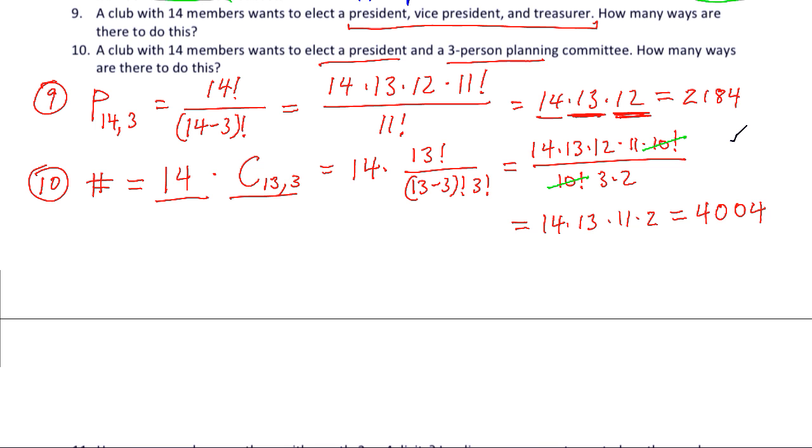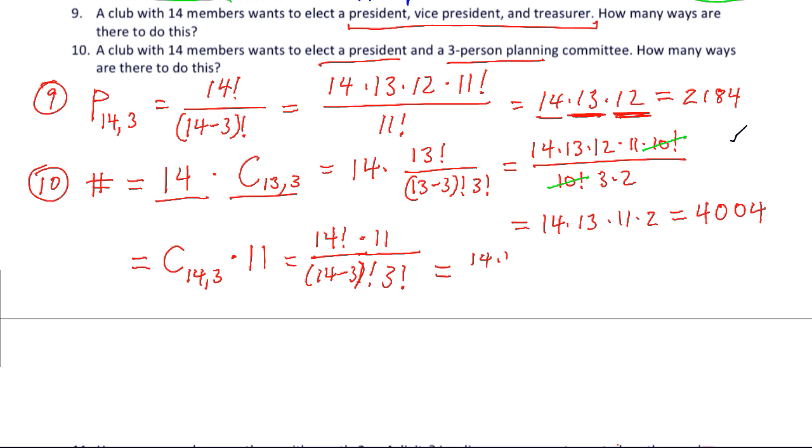Okay, let's count these another way. This is kind of a neat problem. I like this. First, we're going to choose the 3-person planning committee, C(14, 3). And then we're going to choose the president from among the remaining members. How many are there after that? There are 11. So I'm going to say times 11. And let's see if this comes out to be the same thing. 14 factorial all over (14 minus 3) factorial, 3 factorial, times 11.